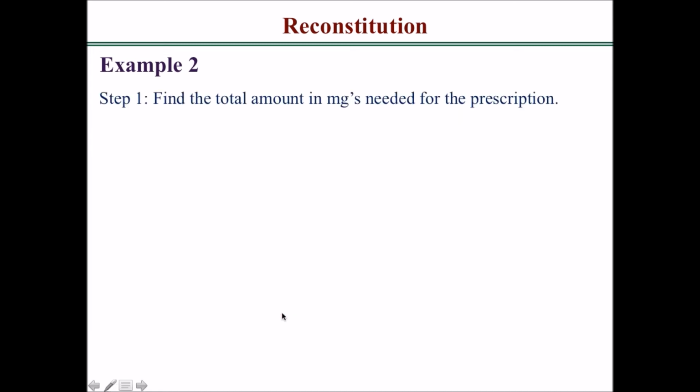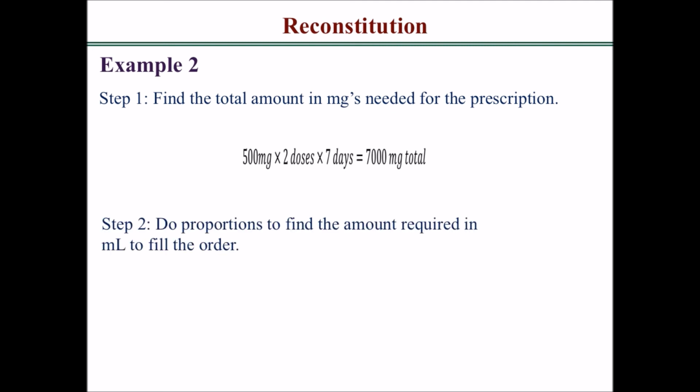So let's look at step 1. Find the total amount in milligrams needed for their prescription. So they have 500 milligrams times 2 doses, which was BID, and times 7 days, the duration of therapy. You'd get 7,000 milligrams total.